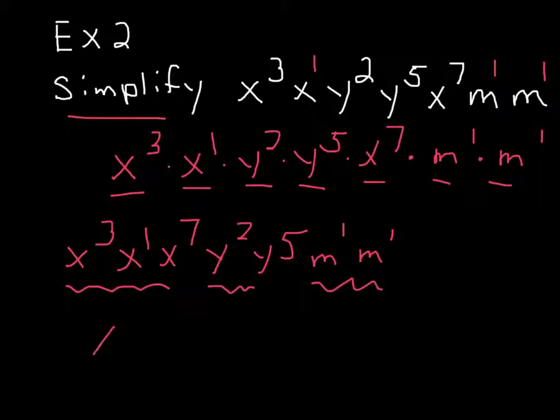So with my x's, when you multiply powers, you add the exponents. So I have 3 plus 1 is 4, 4 and 7 is 11 of them. And that should make sense, right? Because x cubed means x times x times x times another x times 7 more x's. I'd have 11 x's times y to the 7th, and finally m squared. And that's my simplified expression.